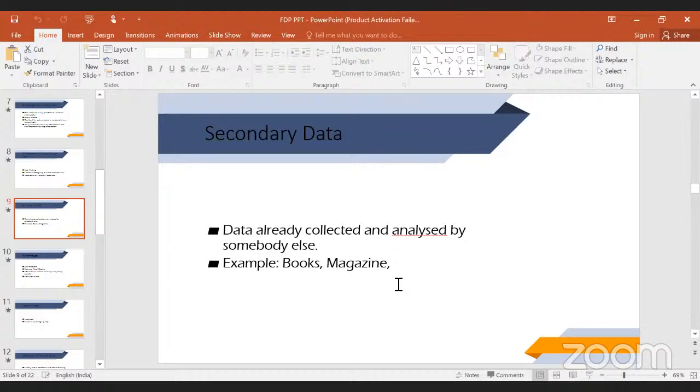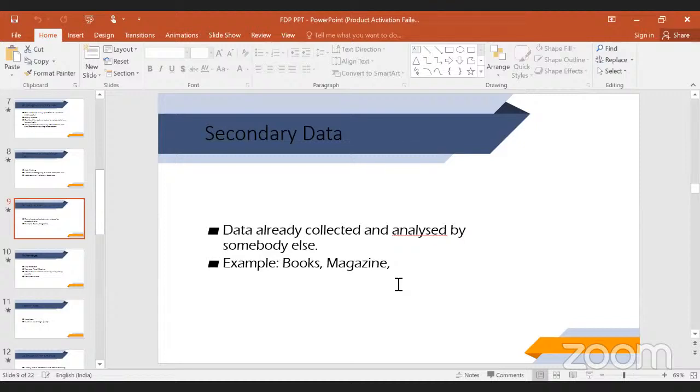One thing was when you collected your own data for the first time, that was your primary research with the help of primary data. But then you were relying on the data that has already been collected by somebody else. So that is your secondary data.